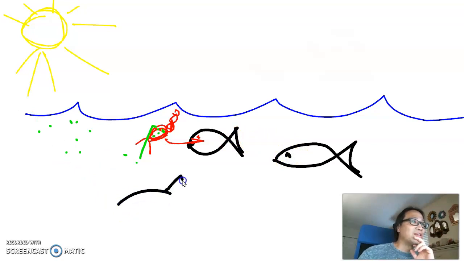Okay. Let's see if I can do this one. Fin. Pectoral fin. Eye. Okay, it's a happy shark.